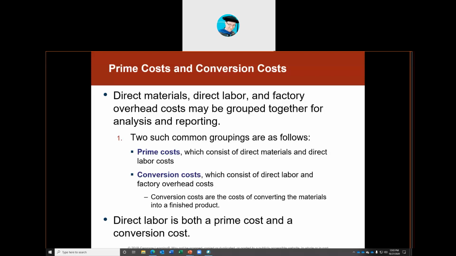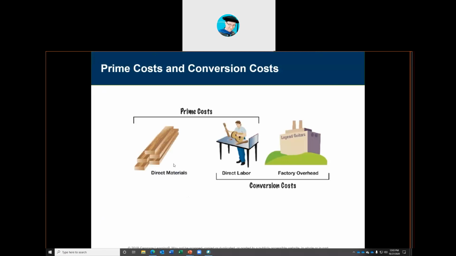And of course, direct labor is both a prime cost and a conversion cost. Don't worry, we'll get more into it, but I just want you to get a basic understanding. Prime cost and conversion costs are both, as you know, a part of the manufacturing process. Prime costs, we said, were direct materials and direct labor. Those are your prime costs. And your conversion costs are your direct labor and your factory overhead.